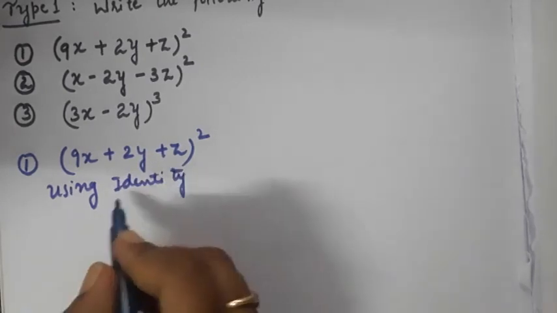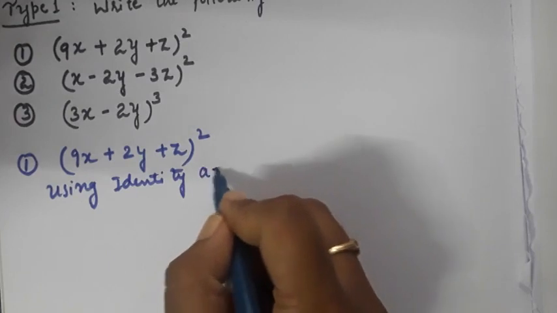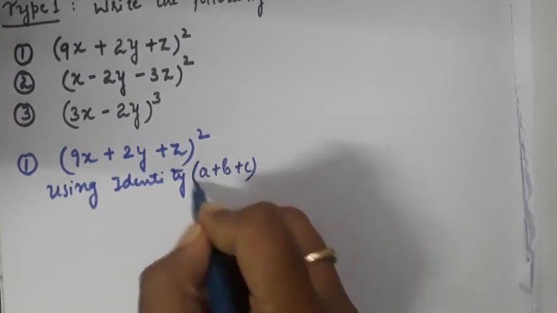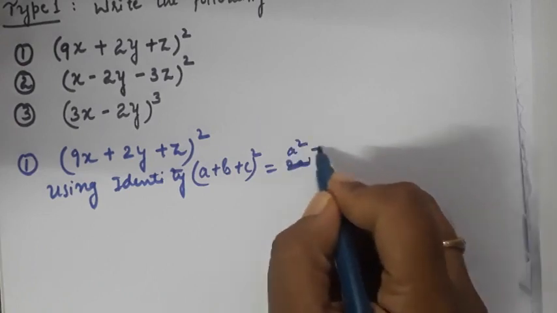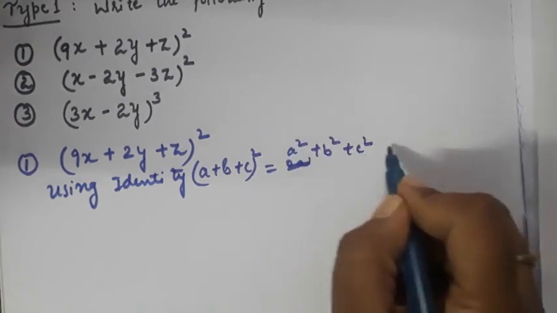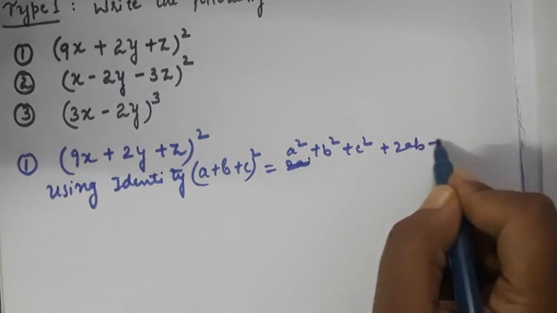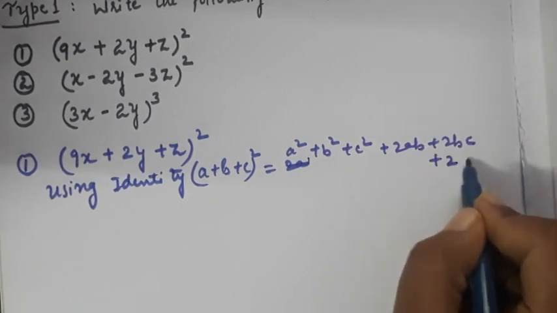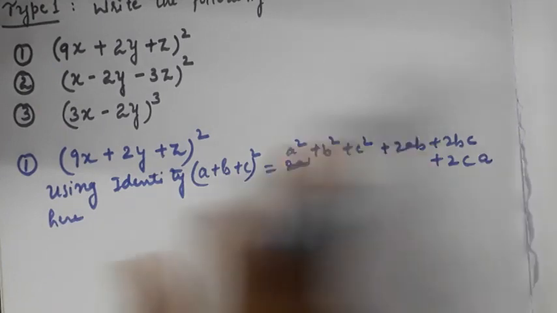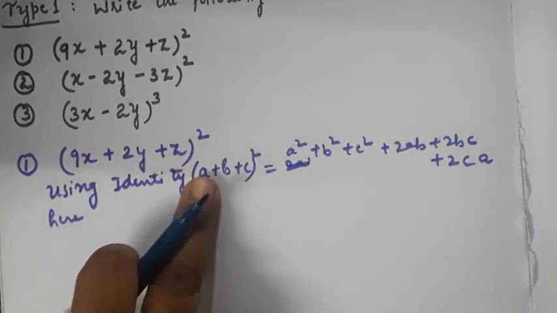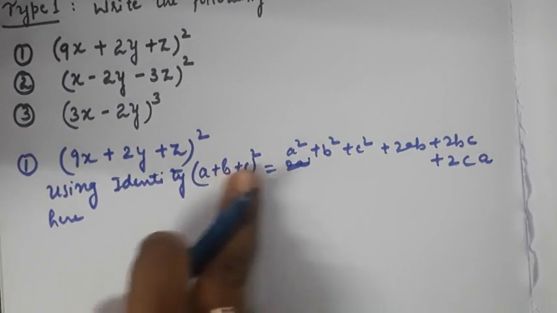Which identity am I using here? We need to write here that (a + b + c)² = a² + b² + c² + 2ab + 2bc + 2ca. Here just remember one thing, that the formula we have is in plus.